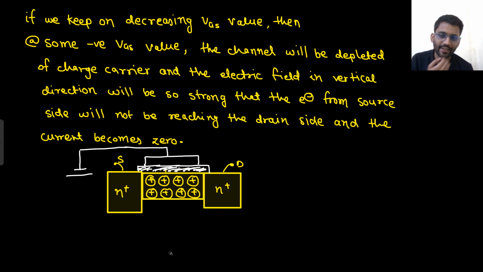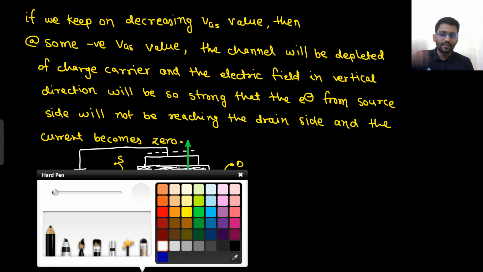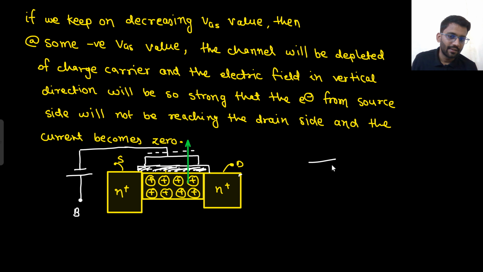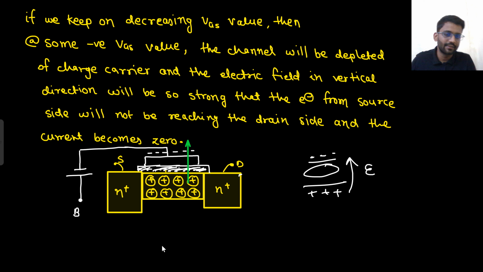So there will be an electric field, but which electric field? Here there is negative potential, and this is going towards the body only, so let's just write body here. Because of this negative potential, these are getting depleted of charge carriers. So there will be an electric field like this. Metal, oxide, and semiconductor: at the metal you have negative, here you have positive. So there will be this electric field.